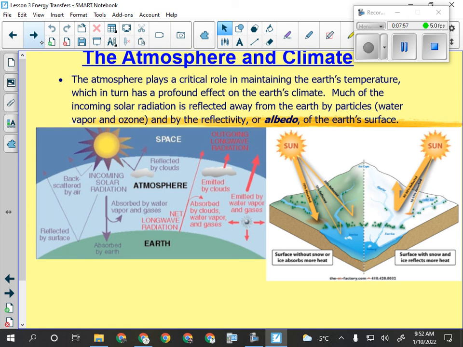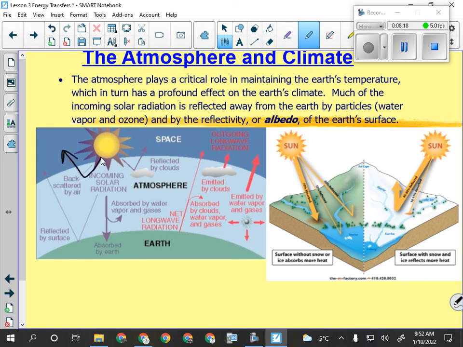Okay. So, when we got incoming solar radiation, okay, some of it is absorbed by water vapor and gases in the atmosphere. Any energy that gets absorbed results in an increase in temperature. So absorption is good. Okay? We want some of the energy to be absorbed because that helps get the temperature where it needs to be. Some of it just gets backscattered.